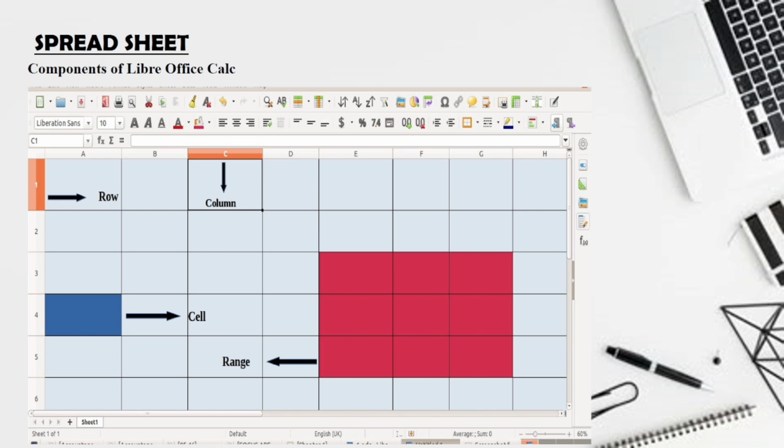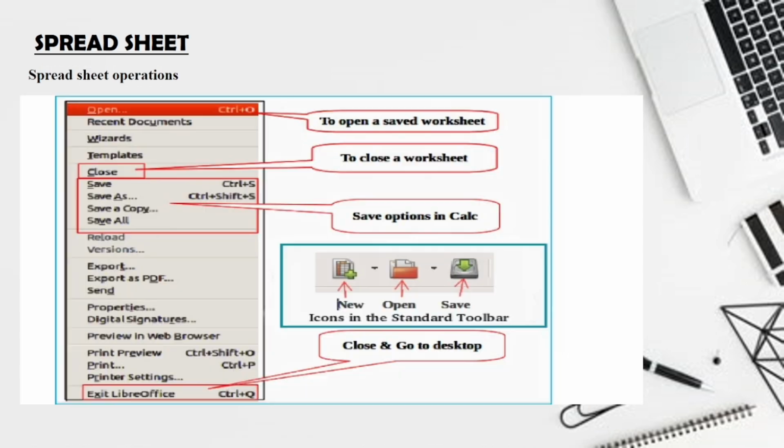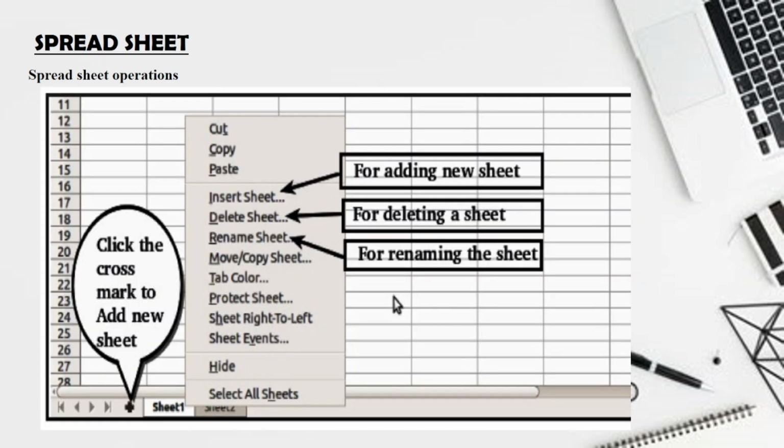So, this is a window showing the rows, columns, cells, ranges, and these are the operations used in a spreadsheet: opening, closing, saving, save as, export, export as PDF, properties, a lot of settings are there. Then this is a small window. The default window traditionally includes 3 worksheets, where we can insert a new worksheet using that plus symbol. We can delete also, and we can rename the worksheets.